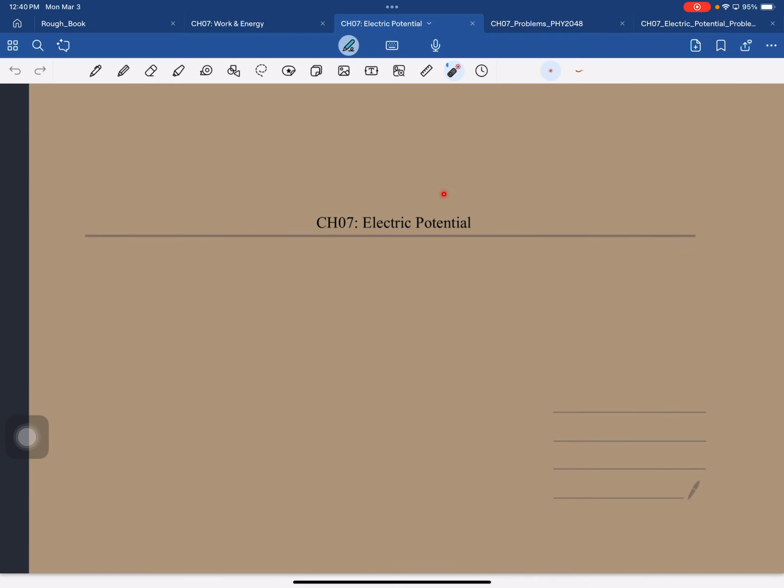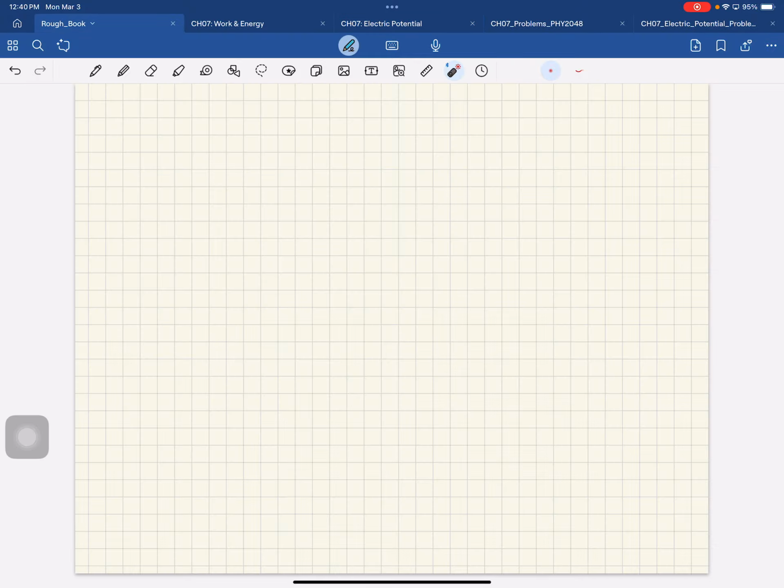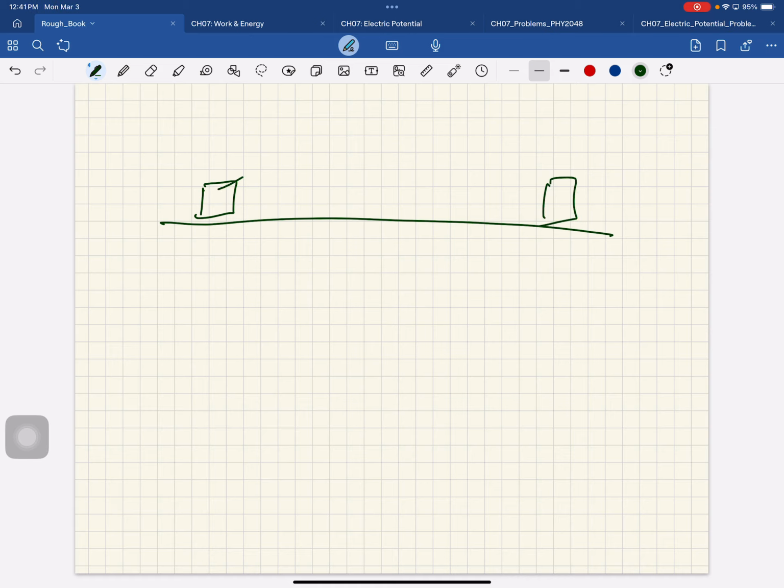Okay, so in this chapter, we'll do electric potentials. Let me first set you guys up because it's a little complicated. You guys saw this; I'm just giving you a little review.